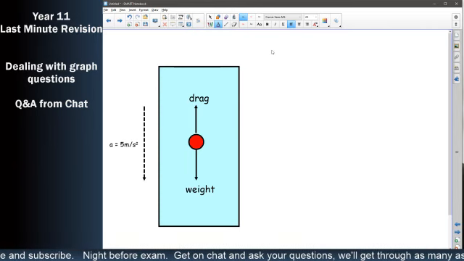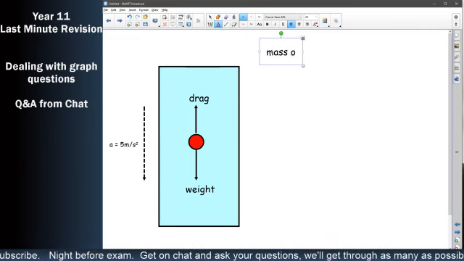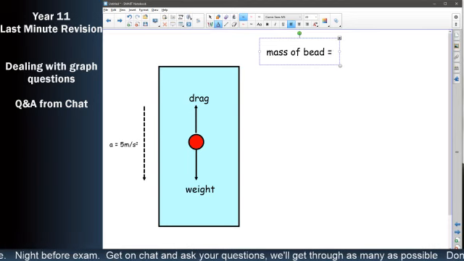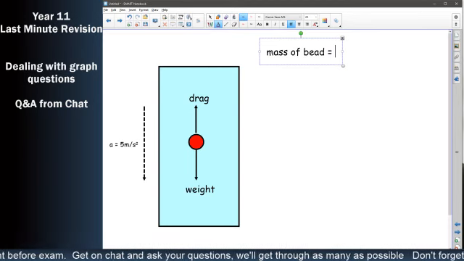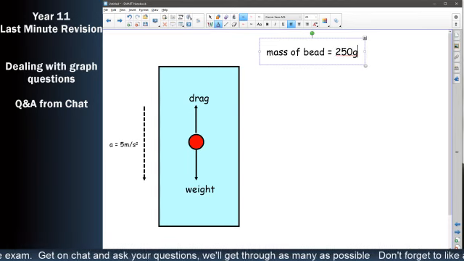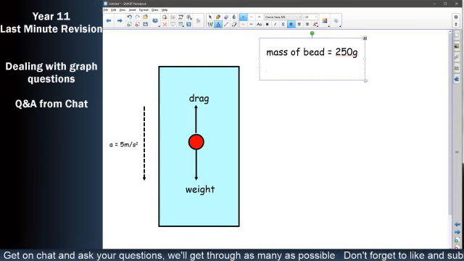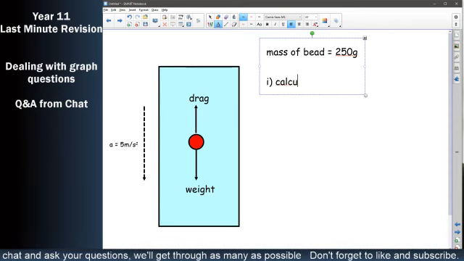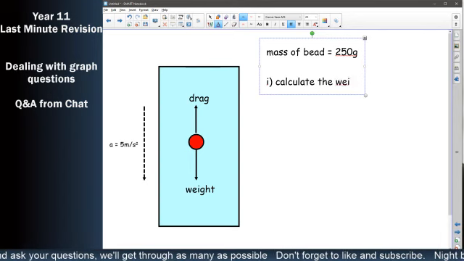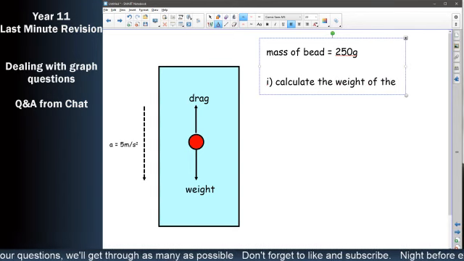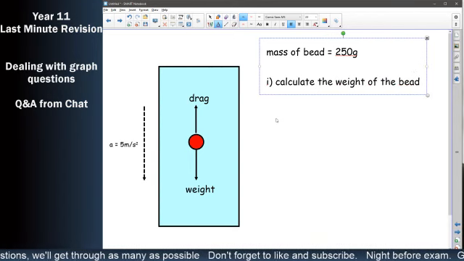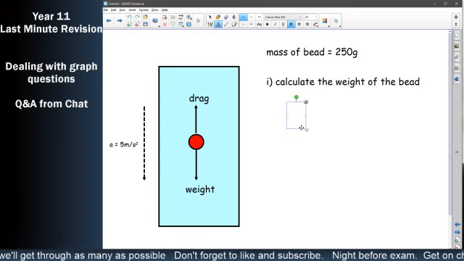Right, so let's get a bit of information. Let's say the mass of our bead is equal to 250 grams. Let's make this as hard as possible for you. Okay, so part 1, calculate the weight of the bead. Okay, it's not really a bead if it's 250 grams, but anyway.